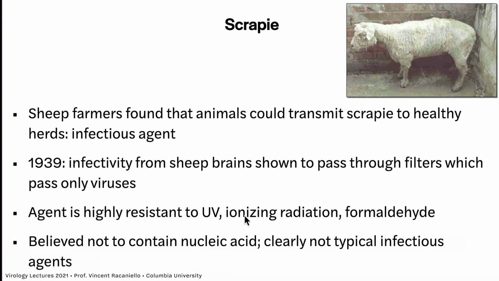However, it turned out it was highly resistant to ultraviolet light, ionizing radiation, formaldehyde, all sorts of treatments that inactivate viruses. And so the idea arose that there's no nucleic acid in this agent, and that's where Stan Prusiner ran afoul of the field. They said, he's crazy. How could there be no nucleic acid? There must be a little bit of RNA or DNA wrapped up in the protein that we just can't find. And he spent years proving them wrong.